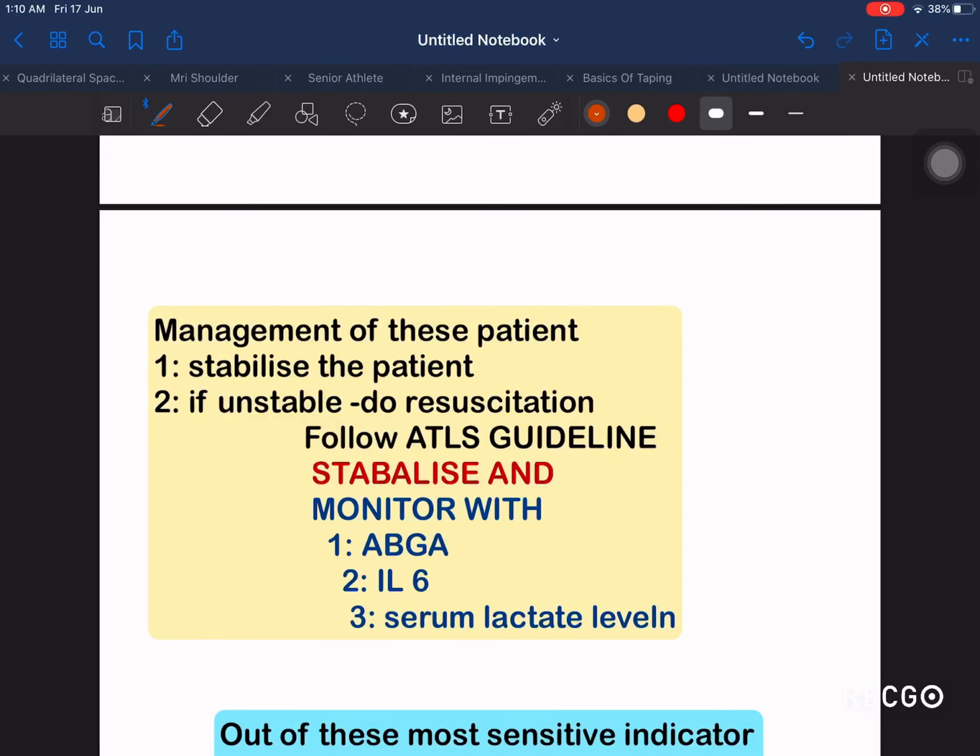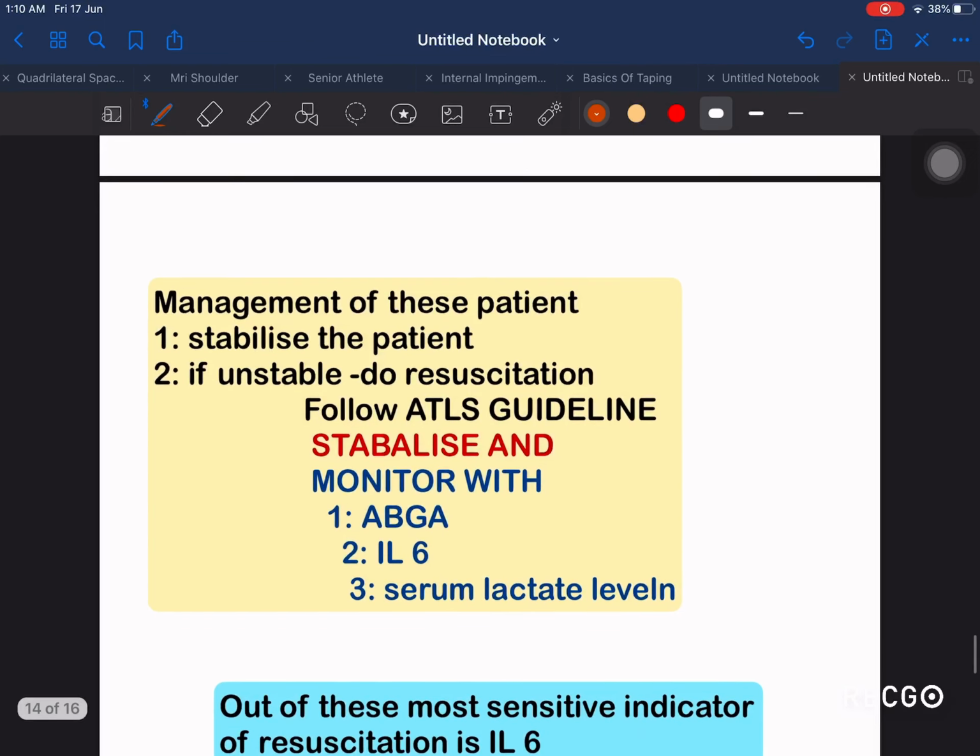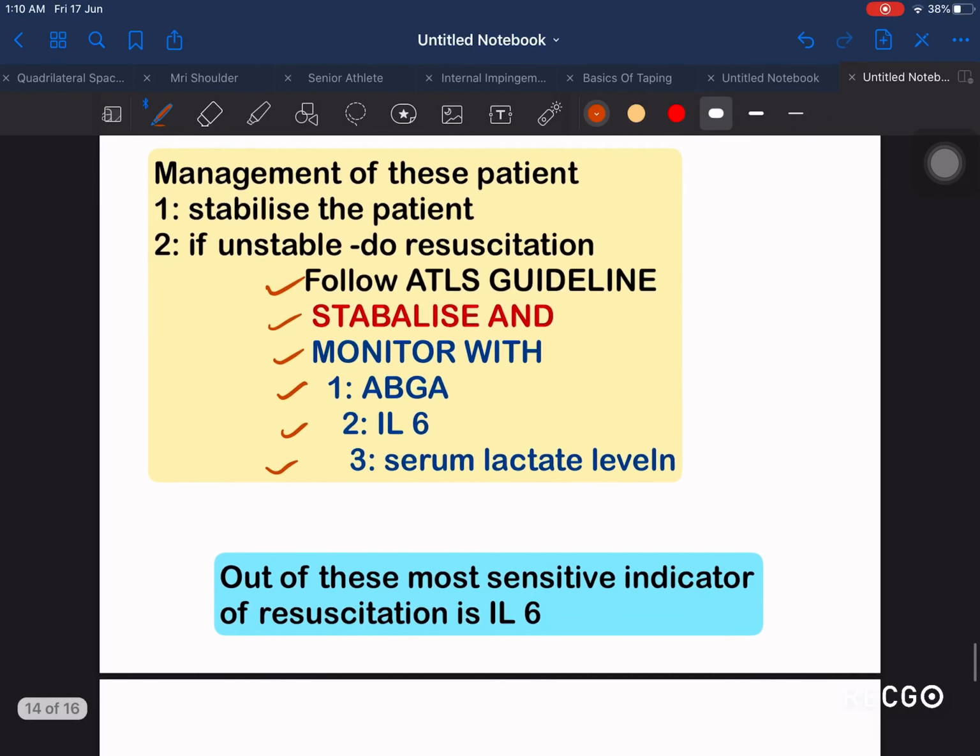Now, how do we manage this patient? The first thing to do is stabilize the patient. We have to assess the vitals. If the patient is unstable, then we have to go for the resuscitation process. We have to follow the ATLS guideline. We have to stabilize and monitor with ABG, arterial blood gas analysis, interleukin 6, and the serum lactate level. Out of these, the most sensitive indicator of resuscitation is IL-6.